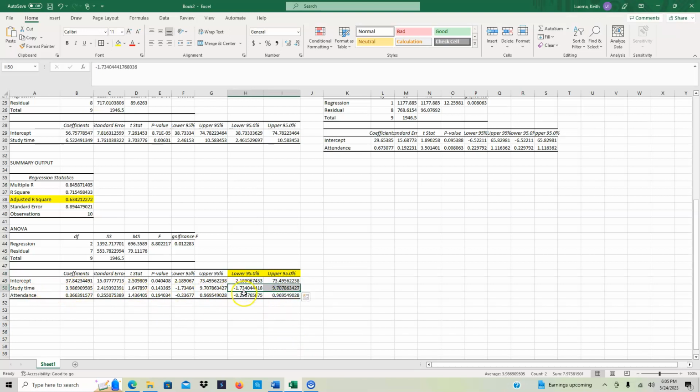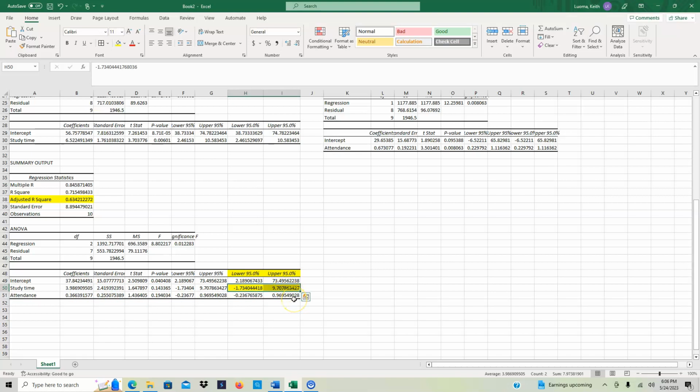The study time coefficient varies from -1.73 to 9.7. That's a very wide range. And so what it's saying is we can be 95% confident that that coefficient, which notice is 3.98, will be between these two values.